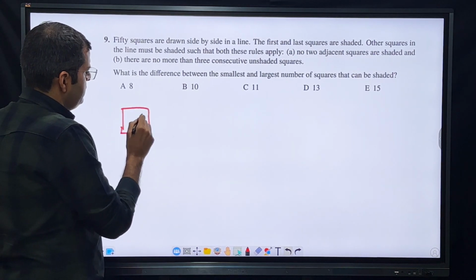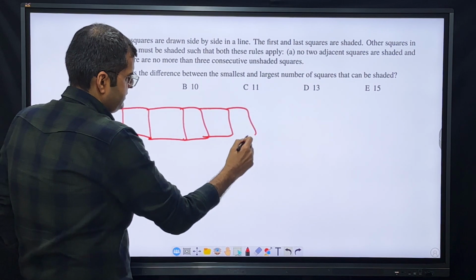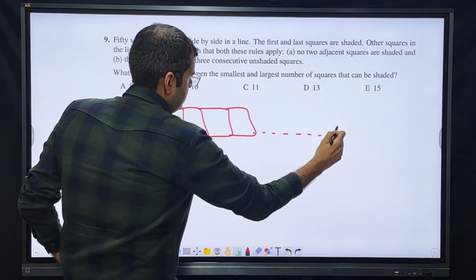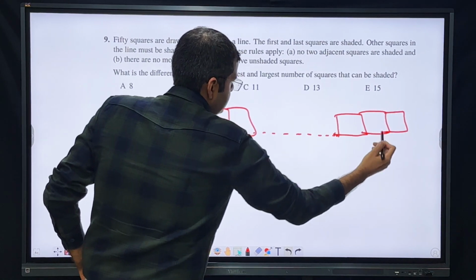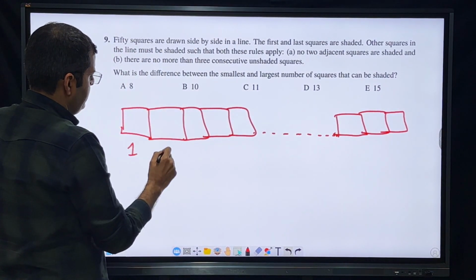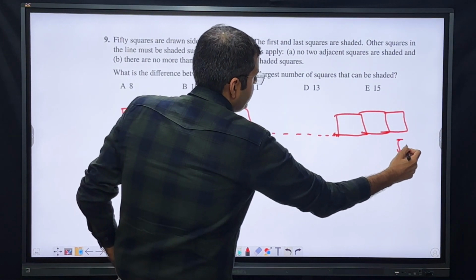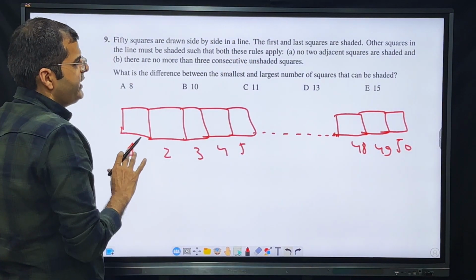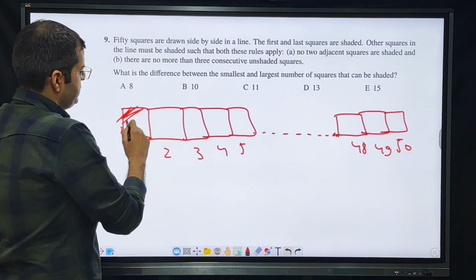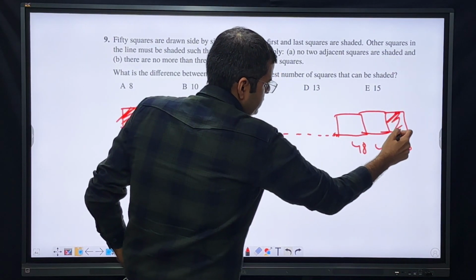Let's say this is so on, and these are the squares. This is the first square, second, third, fourth, fifth, and so on till the 50th square, this is 49, this is 48. Okay, to shade the largest number of squares, I know that the first is shaded. It says the first and last squares are shaded, and I know the last is shaded.